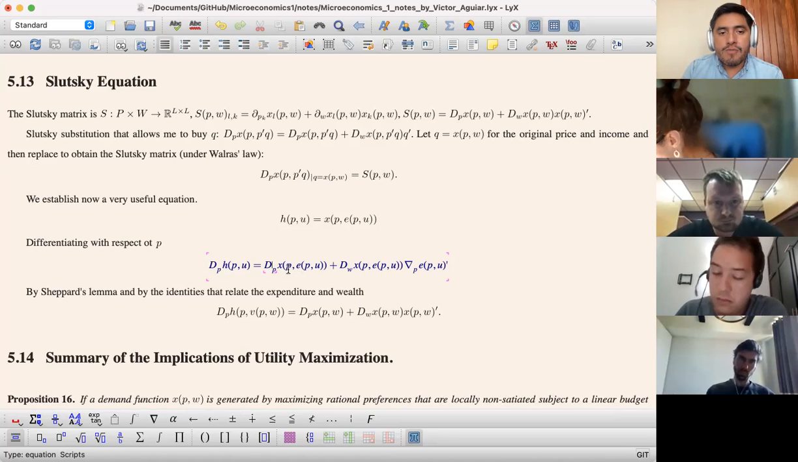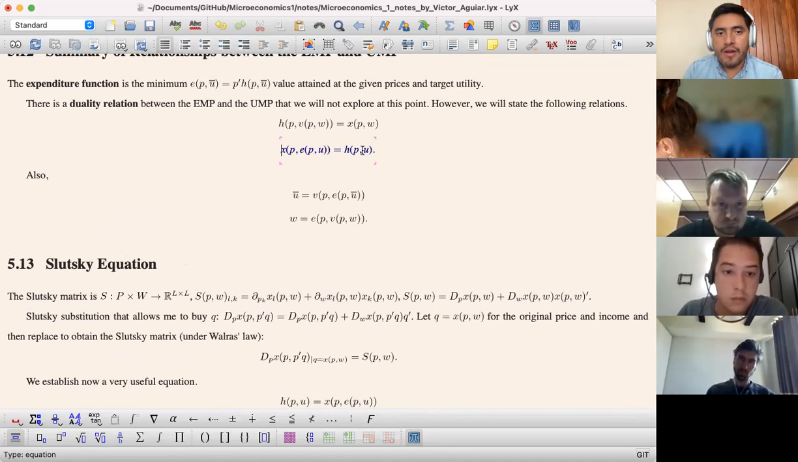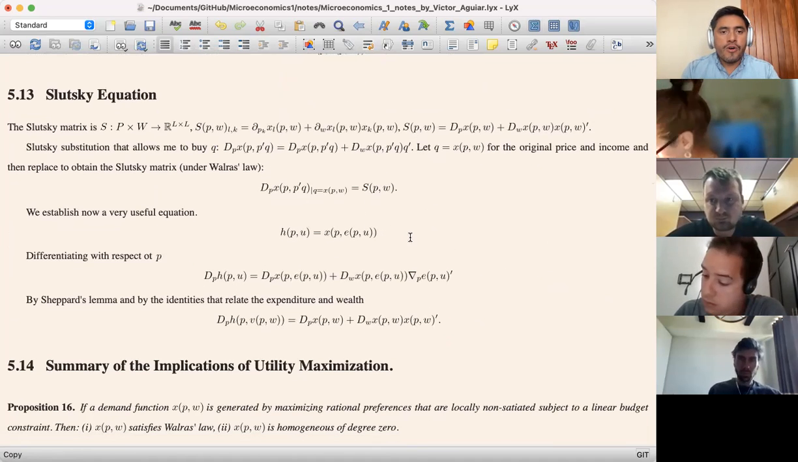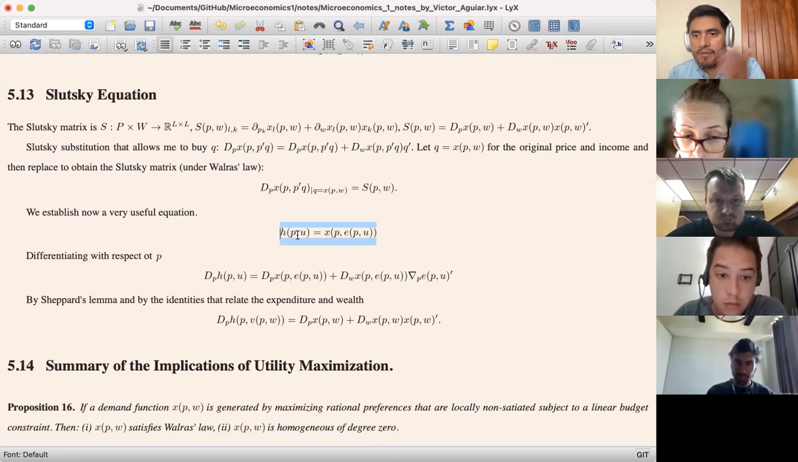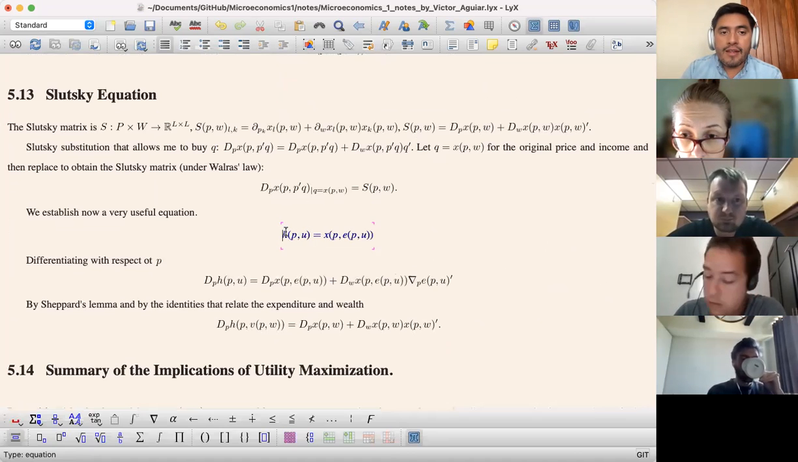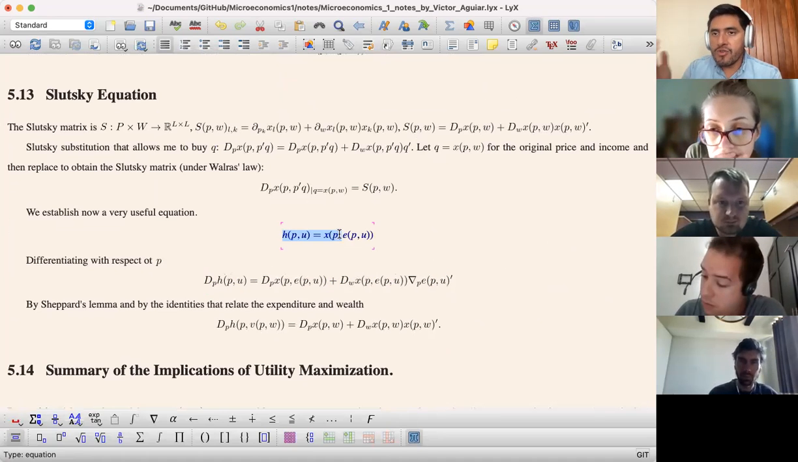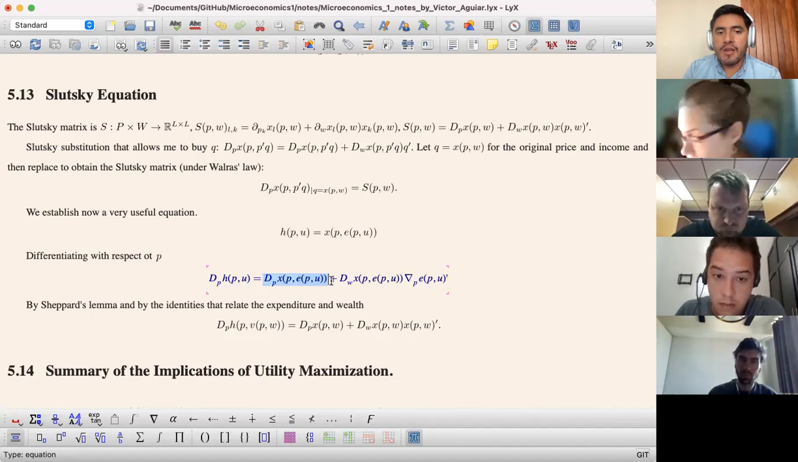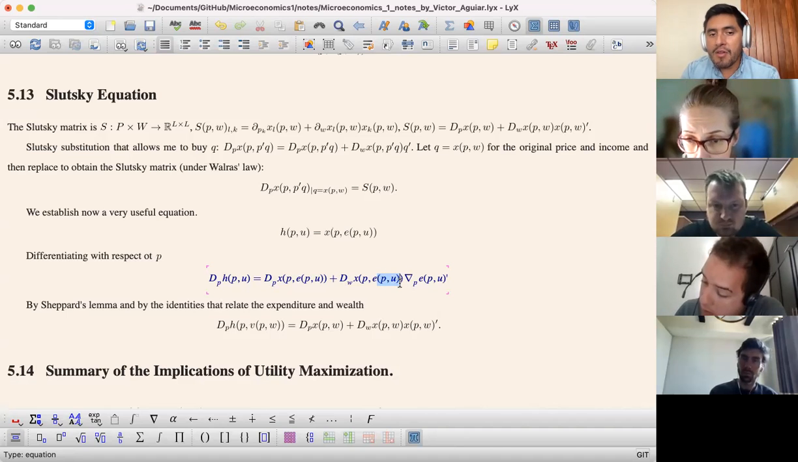By using the duality, I essentially get the following. Remember that the Hicksian, as I wrote it here, look at this relation, I'm just going to copy it. The Hicksian is equal to the Marshallian evaluated at the expenditure function. So now take the Hicksian and take the substitution matrix. I do a similar operation to before, using the chain rule. The first part of the chain rule is just the substitution matrix of the Marshallian, plus the income effects of the Marshallian, and then the derivative of the expenditure.